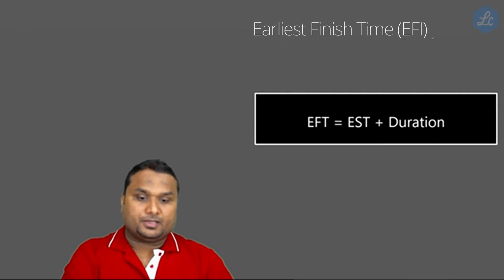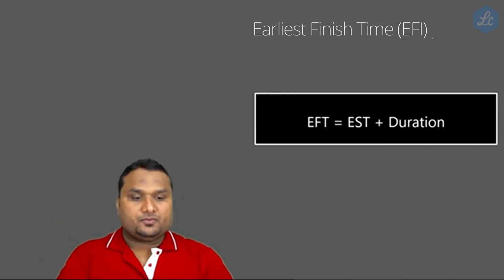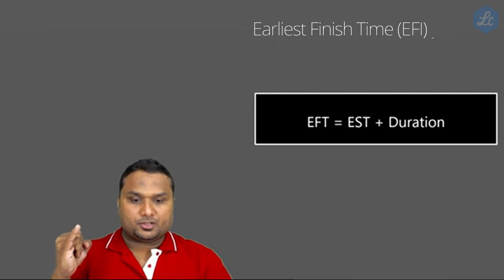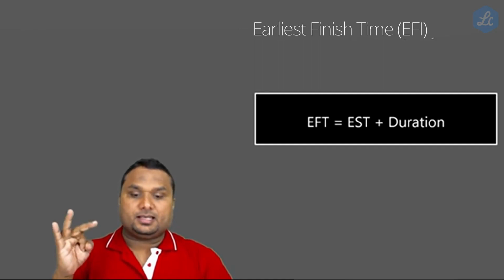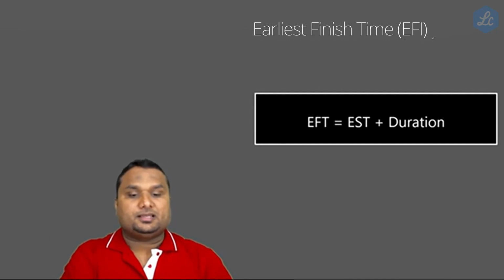Next, earliest finishing time. Write down this formula. This means if you started early, you will reach home very early. On the 10th day, the cementing job is started. It takes 3 days to finish the cementing job. So 10 plus 3, on the 13th day you can finish the cementing job. That is the meaning of EFT. So EFT is equal to EST plus duration.